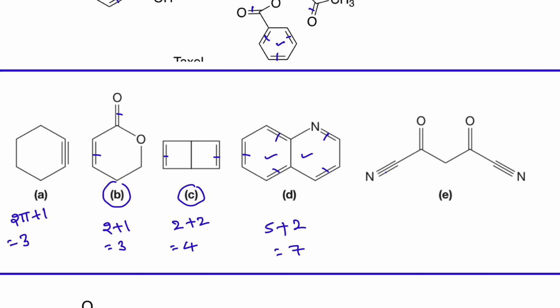Next one, be clear. Here we have two pi bonds. Here third one, fourth one, fifth one and sixth one. Totally 6 pi bonds and 0 rings. So the degree of unsaturation is 6.